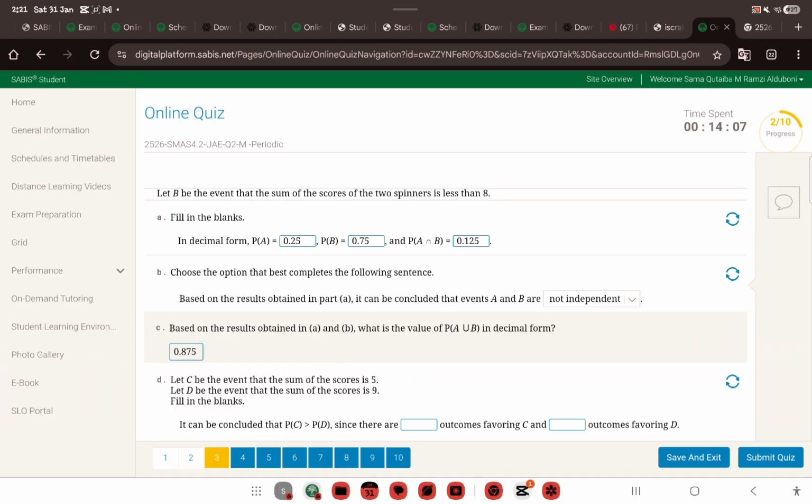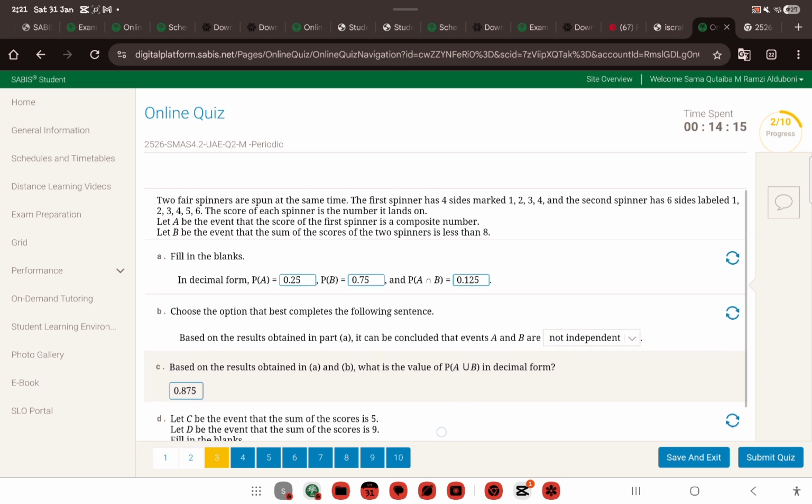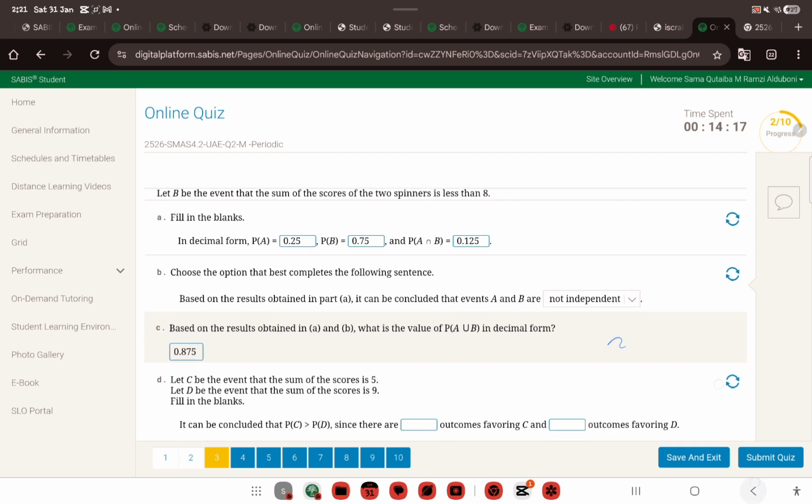So let C be the event that the sum of the scores is 5. Let D be the event that the sum of the scores is 9. Okay. So we have 1, 2, 3, 4, 5, 6. So let's see how many sums we have that are equal to 5. So we do 1 plus 4, which is 5. 2 plus 3, 5. 3 plus 2, 5. 4 plus 1, 5. So we have 4 outcomes favoring C.